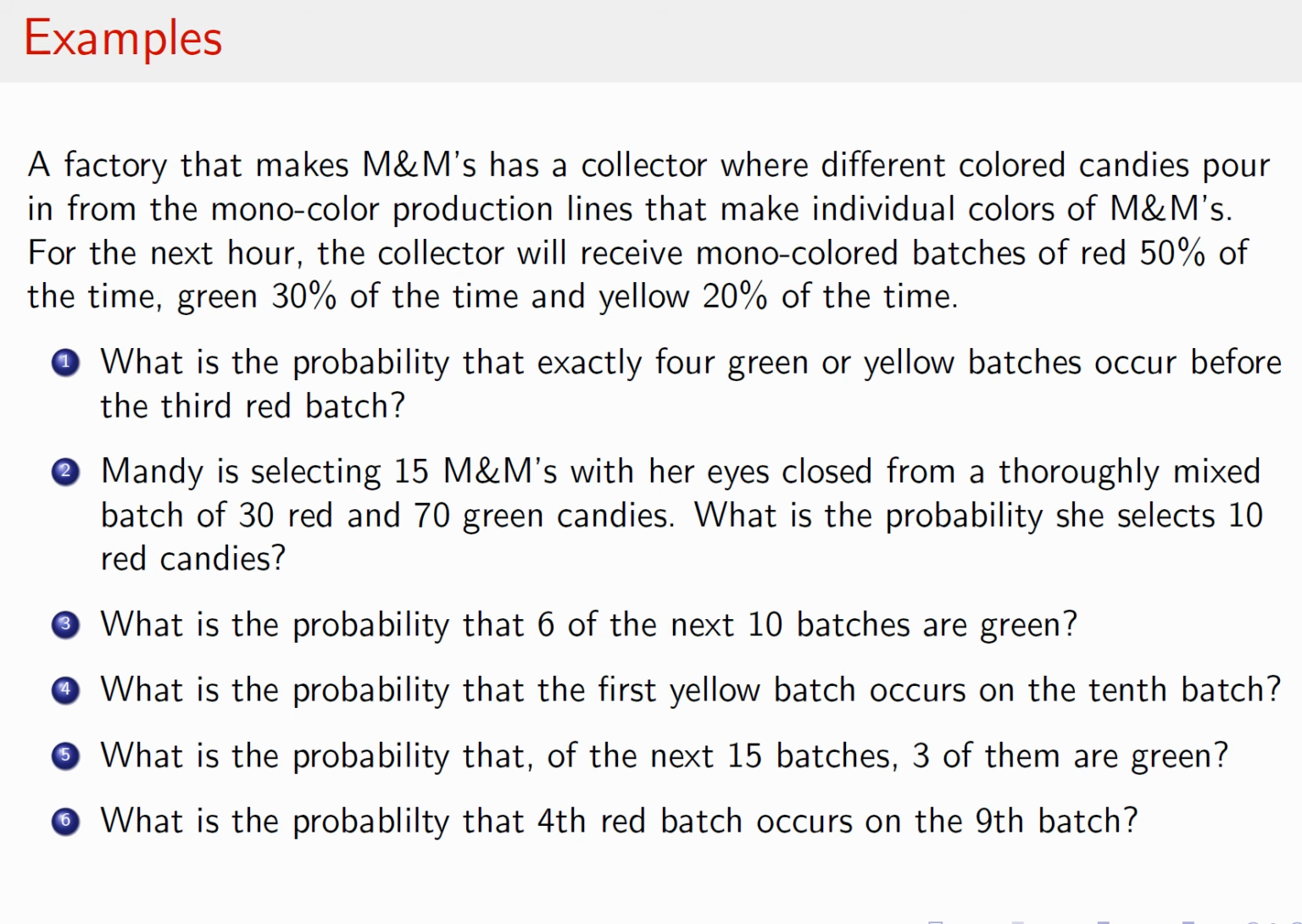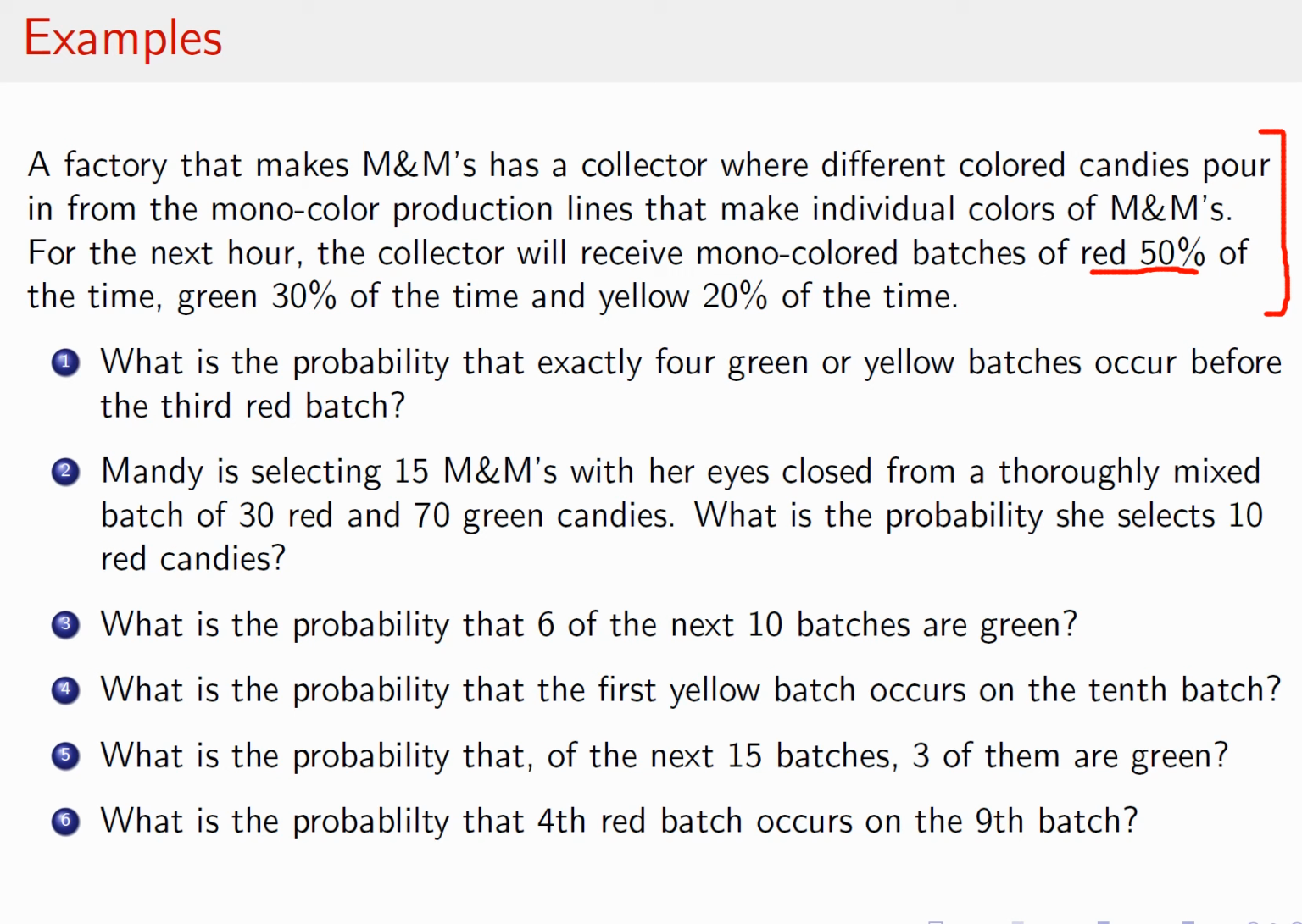Okay, so I've got some examples here and want to go over these with you. The main idea is we have an M&M factory and we have different production lines feeding into a collection batch, and each production line is monocolored. It makes a single color of candy, and then they pour into this big collection area, and that's where the colors get mixed. We have the probabilities for the next hour or so. 50% of the time the batch that gets dumped in will be red, 30% of the time it will be green, and 20% of the time it will be yellow.